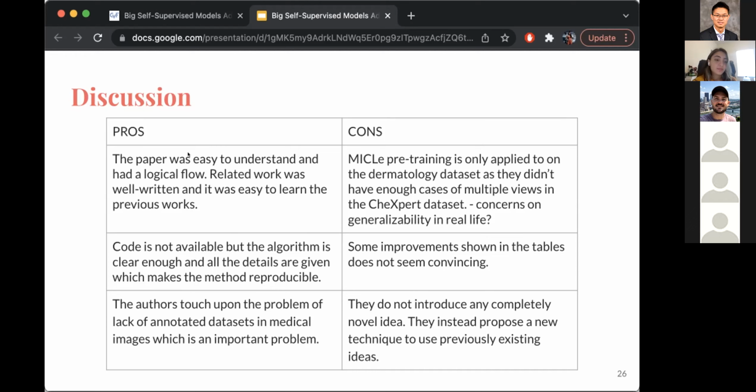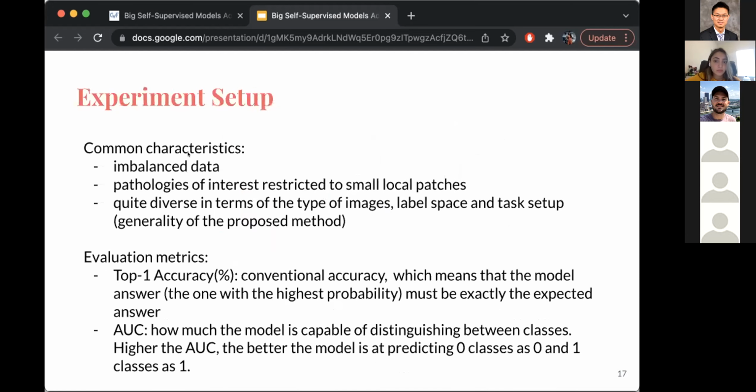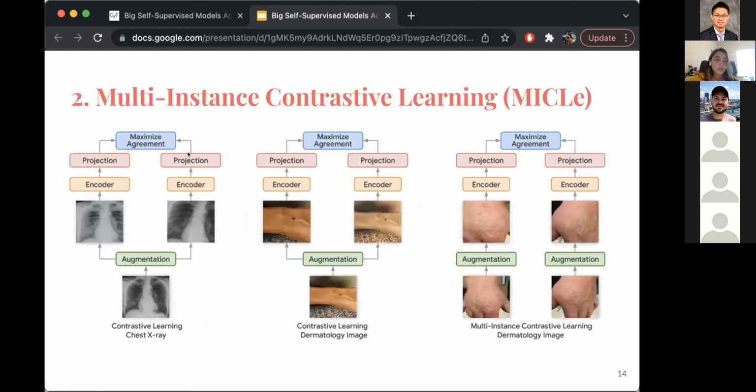I have a question, somewhat of a clarification. I'm confused about the novelty of their MICL method, because to me it just sounds like contrastive learning. But in their particular case, the similar images from the same class just happen to be from the same patient. Is there a difference here that I'm missing?